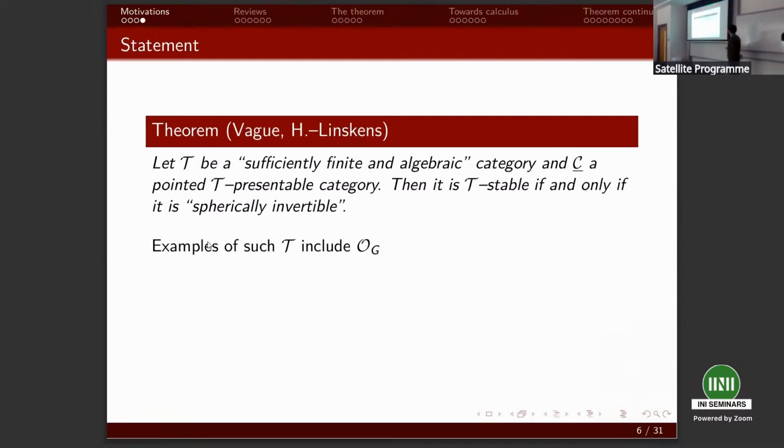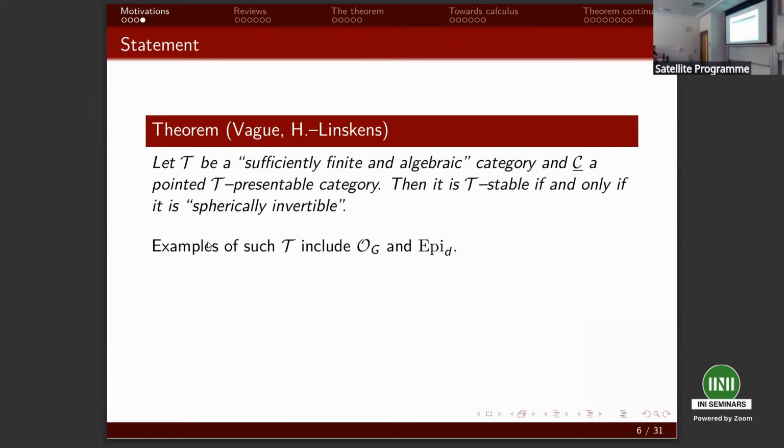Examples of these sufficiently finite algebraic categories are the orbit category for a finite group, but also this category F_ED that appeared in Greg's talk yesterday. So these are the category of finite sets and surjections up to size D. And I hope at the end of the talk, I can give you one funny application of this theory to this F_ED, an application outside of equivariant homotopy theory.